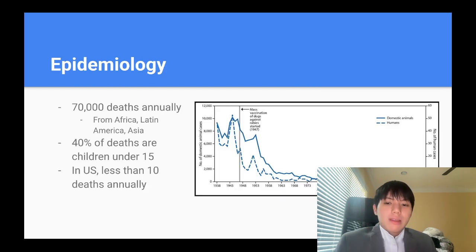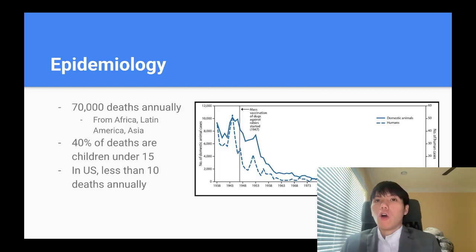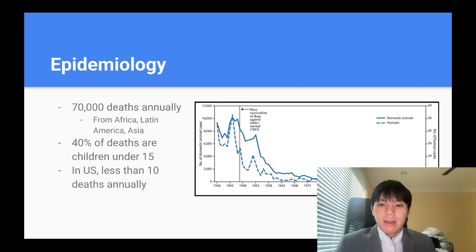About 70,000 deaths occur annually from rabies, almost all of them coming from Africa, Latin America, and Asia, and almost all of them are from dogs. 40% of these deaths are children under the age of 15 years old. In the US, about 7,000 to 8,000 animals are diagnosed with rabies each year, but fewer than 10 people actually die. People who are most susceptible to rabies are travelers, outdoorsy people, people with careers related to animals, like agriculture workers and veterinarians.